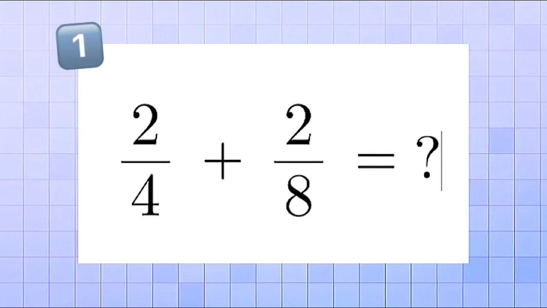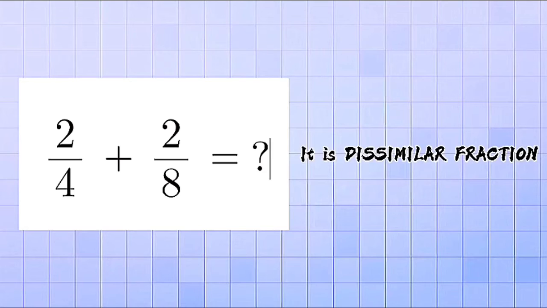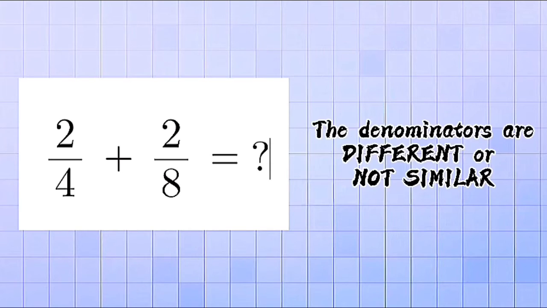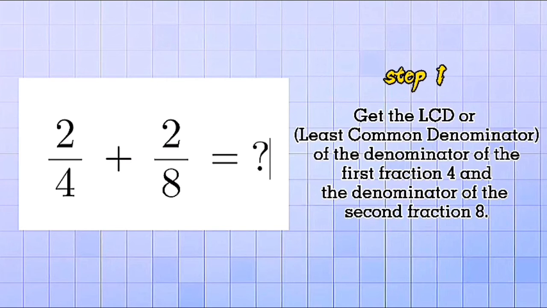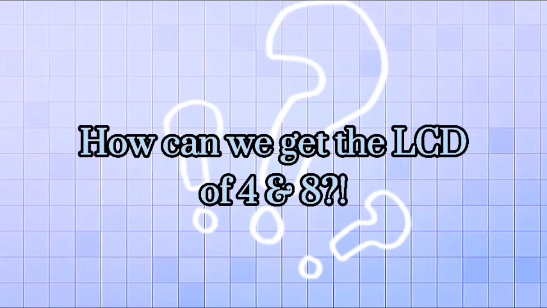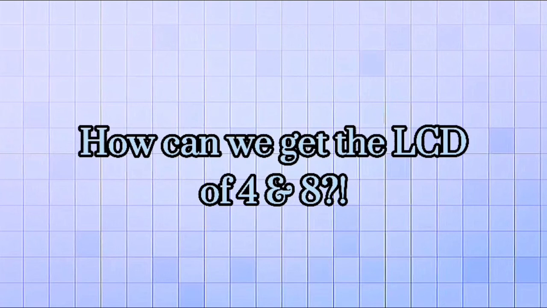So, how can you solve it? Remember, it is a dissimilar fraction and the denominators are different or not similar. To solve this, we have to first get the LCD, or least common denominator, of the denominator of the first fraction, 4, and the denominator of the second fraction, 8. But how can we get the LCD of 4 and 8?